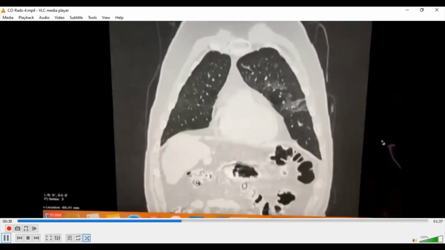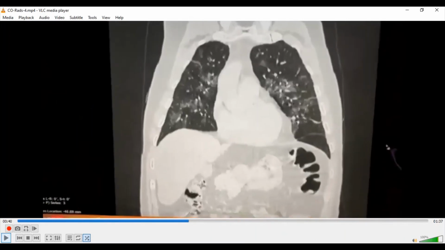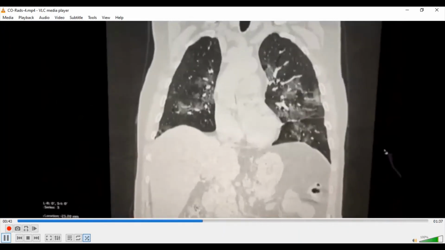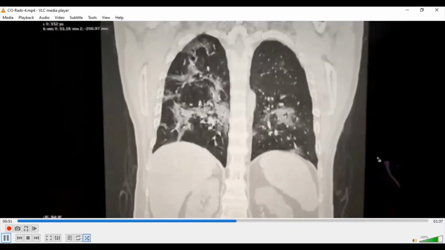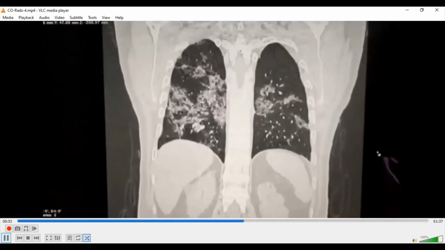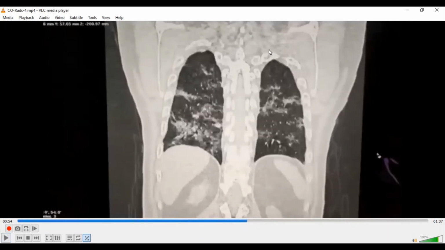This is the coronal section of the same patient. Here you can also notice the ground glass opacities, along with some consolidated patches also. So here you can see. Let us move toward the next.